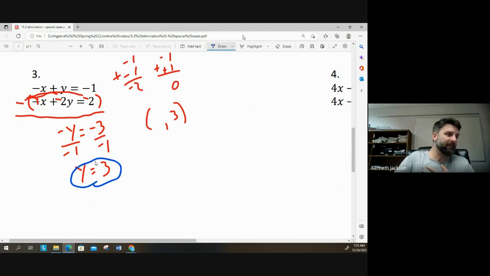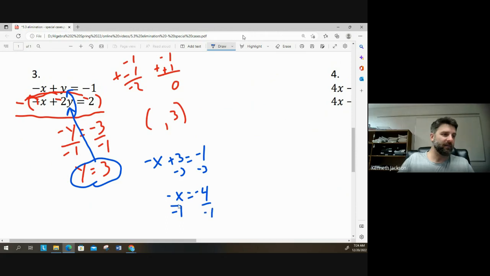I have a y value of 3, which means I need to take that 3 and substitute it back into one of the equations. Doesn't matter which one. So I'm going to look at the top equation, -x plus 3, that's plus y, equal -1. To get rid of a plus 3, the inverse of plus 3 is minus, and to get rid of a times -1, I can divide by -1, which gives me x equal +4. The ordered pair where these two lines cross is 4, 3.